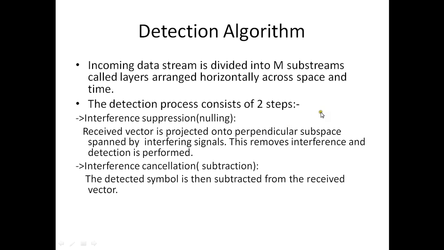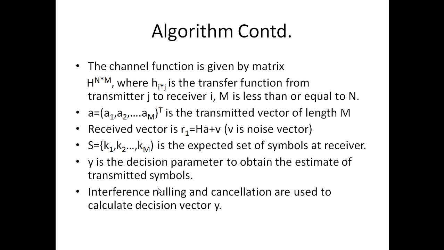In interference cancellation, or subtraction, the detected symbol is subtracted from the received vector. Each time you get a new detected symbol, you subtract it from the received vector and modify it to produce a new vector. We'll go about it in detail in the next slide.